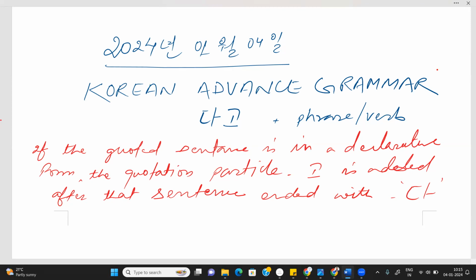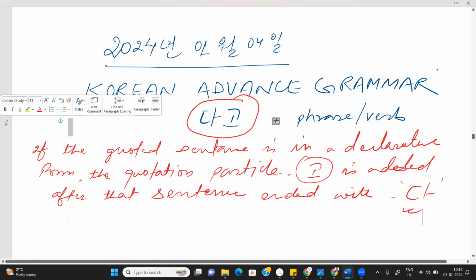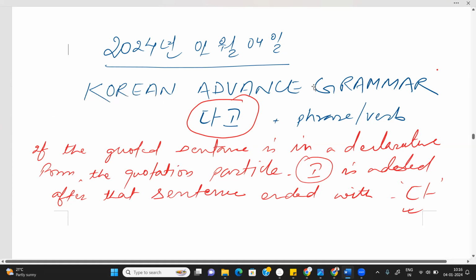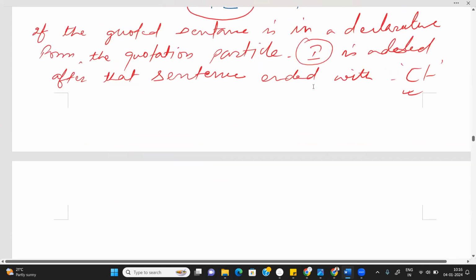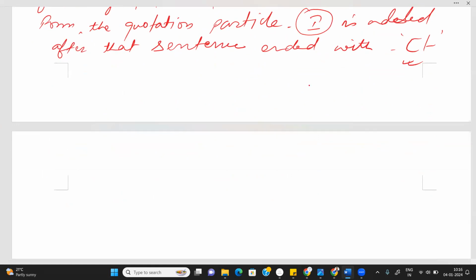today's pattern is dago. Okay, dago. So it is that quoted sentence is in a declarative form. The quotation particle go is added after that sentence ended with the. Okay, let's learn through our examples. Okay, first example.